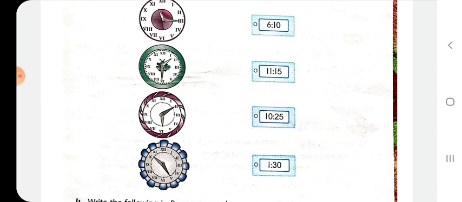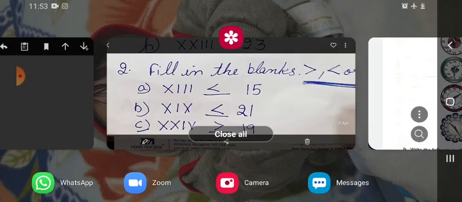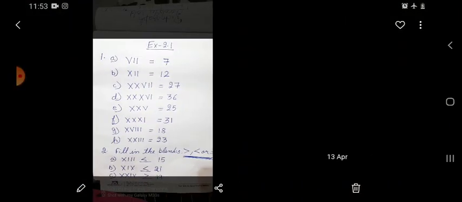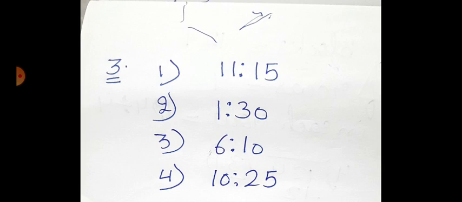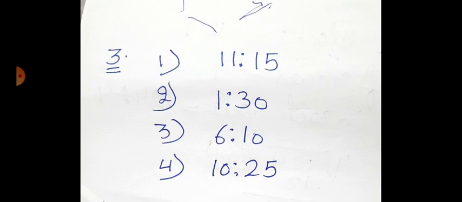Yes, and the last watch, the hour hand is near about 10 and the minute hand is on 5, that is 25. So the time is 10:25. So here the first watch is 11:15, the second watch 1:30, the third watch 6:10 and the fourth watch 10:25.